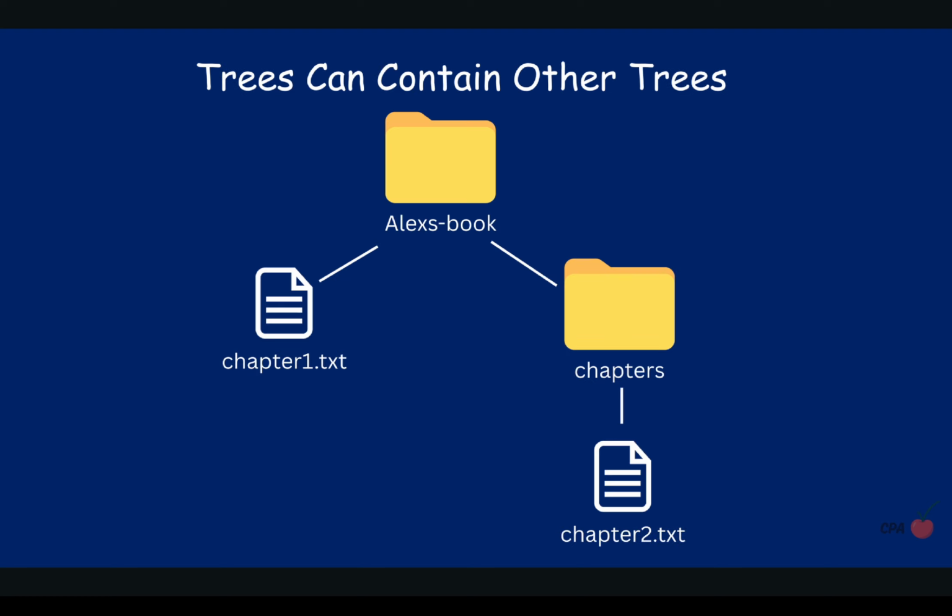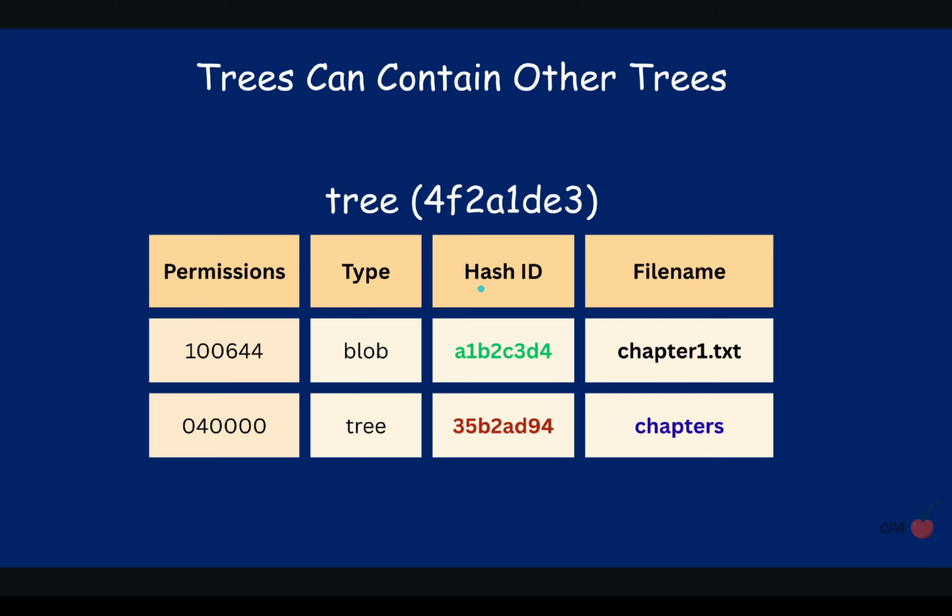Now, in the meanwhile, Alex has worked further on her book, and now she has another subfolder called chapters where she saved her work for chapter 2. Now let's take a look at how our tree, this root tree, looks like now. So we see that we have the main tree with its hash ID. Just like blobs have hash IDs, tree objects also have their hash ID. And again, it is calculated based on all the files and subfolders inside that tree, or basically that directory.